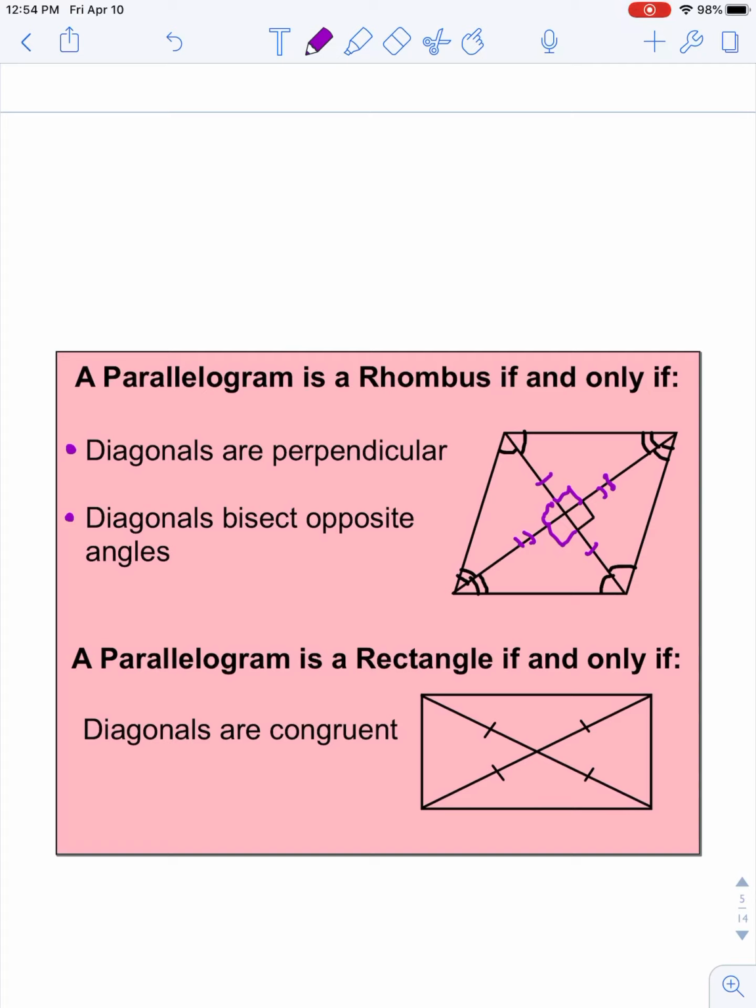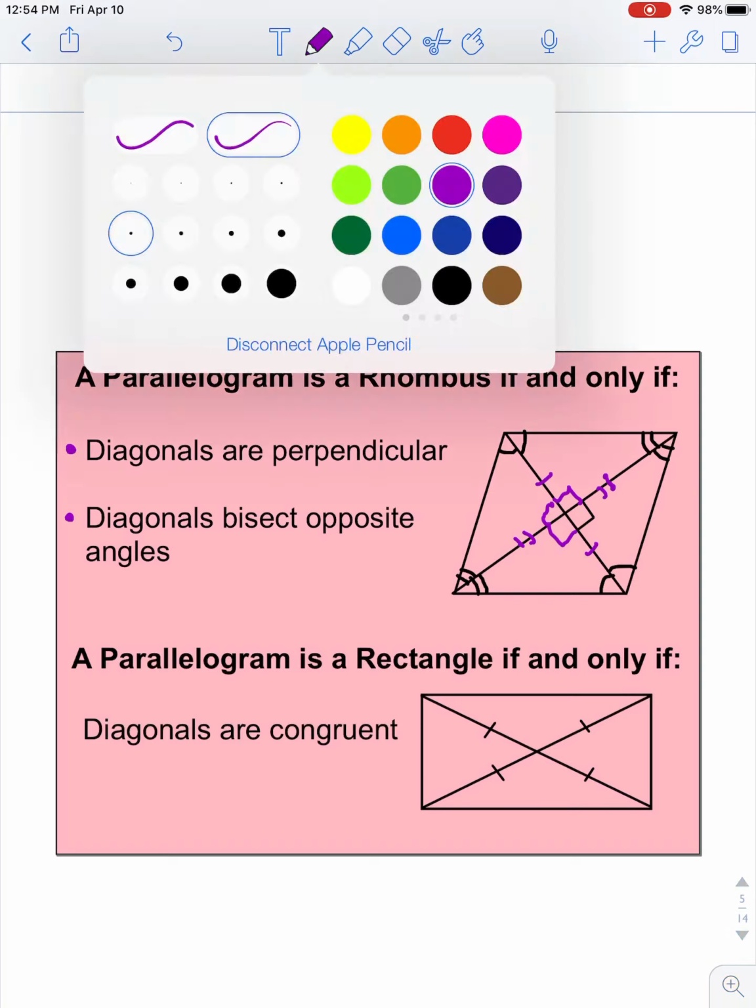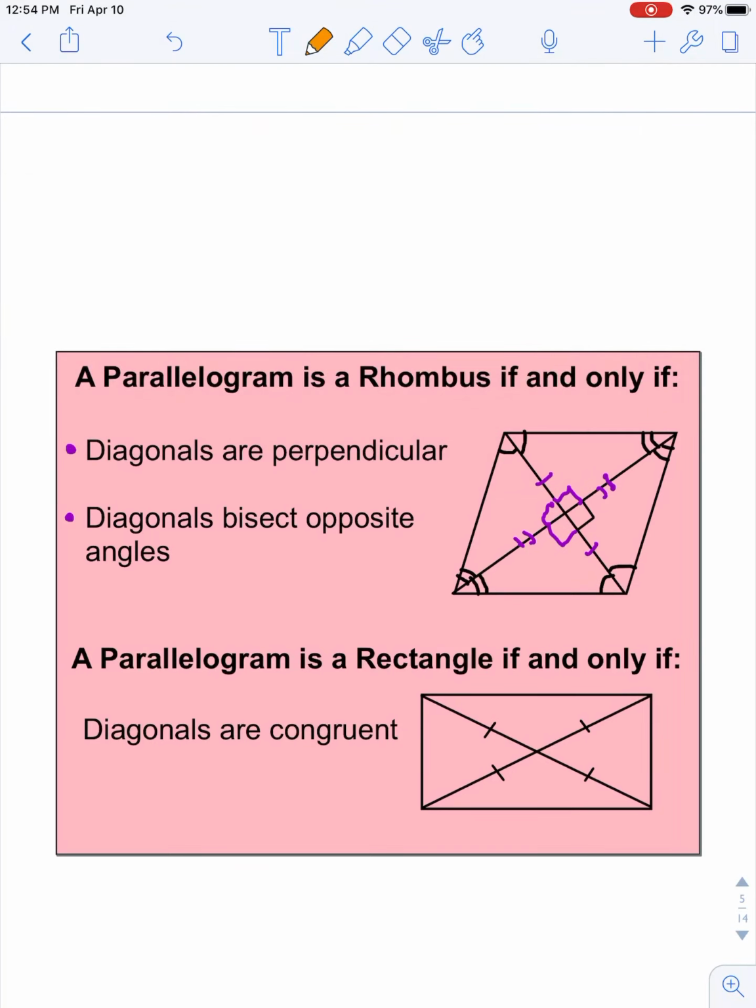I talked first about the diagonals being perpendicular, but the other property here is that the diagonals bisect the opposite angles. So these diagonals right here are going to be bisecting that angle. So the diagonals are bisecting those angles, meaning each side is the same.